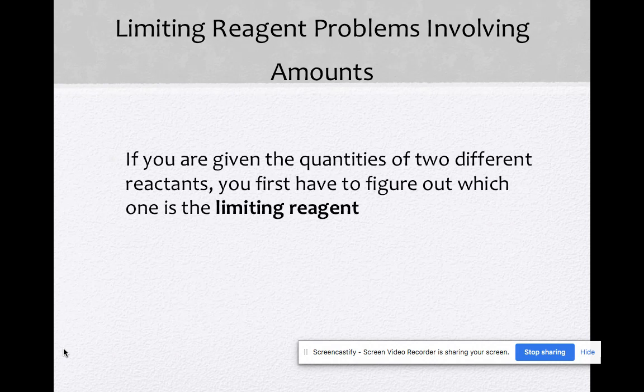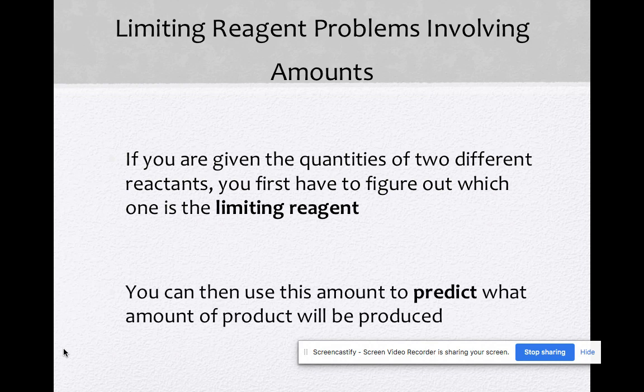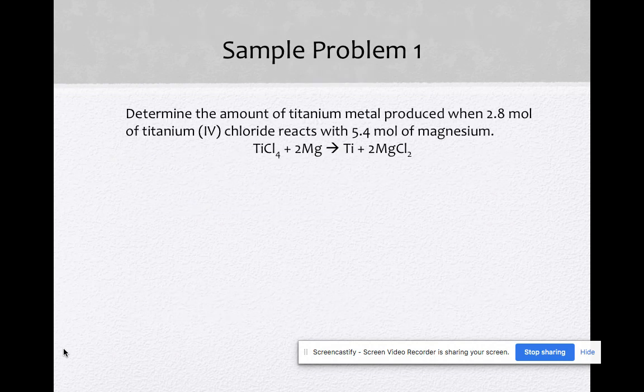If you're given the quantities of two different reactants, you first have to figure out which one is the limiting reagent. Once you know the limiting reagent, you can then use this amount to predict what amount of the product will be produced. And it'll be a basic stoichiometry problem from that point on. Now, to try to figure this out, let's work through a sample problem.